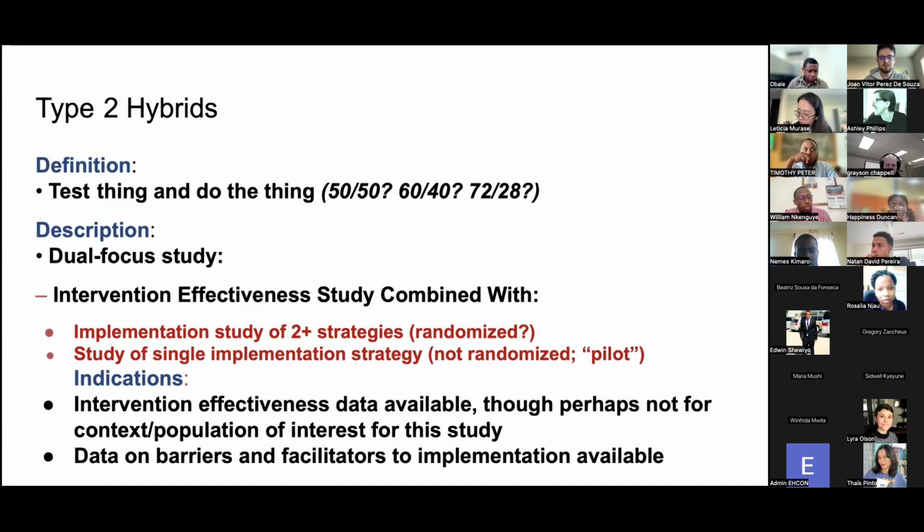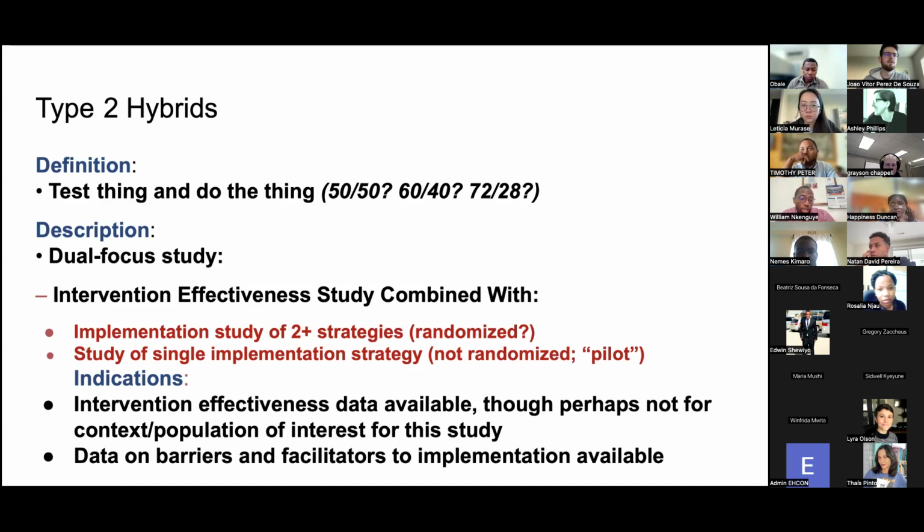So maybe you have an intervention that has already been proven to be effective and efficacious, maybe in the United States or somewhere else, but you're not sure of that in Tanzania. So you need to gather some evidence of effectiveness which is context specific. And as you're doing that, you also perform implementation and try to evaluate an implementation strategy. So that is a type 2 hybrid design.